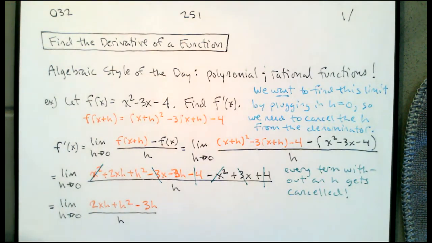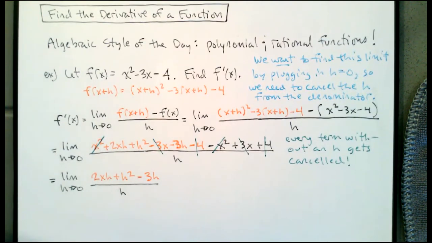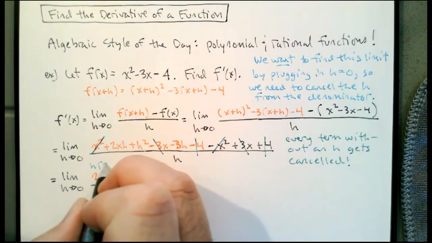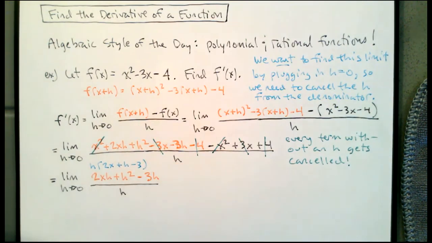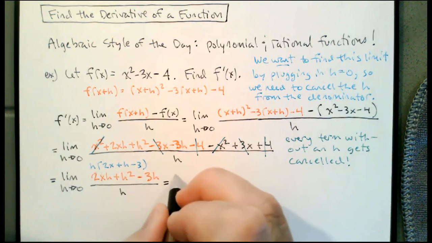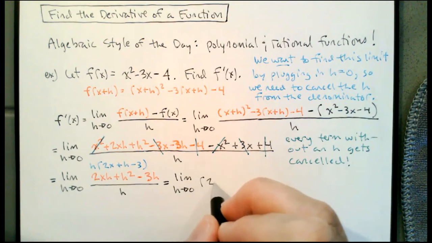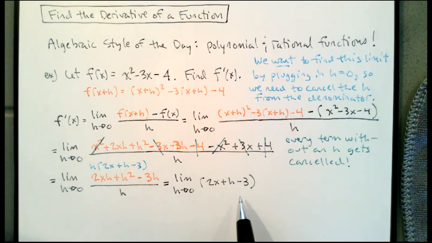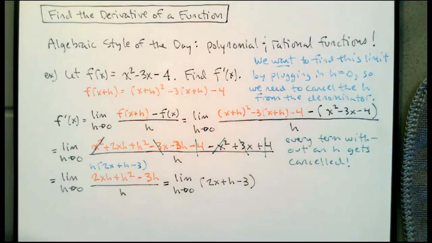Now that we've subtracted all the terms that had an h in them, we can factor an h out of the numerator and cancel the h from the denominator. So in the numerator, if we factor an h out, what's left over is 2x plus h minus 3. And then when we cancel the h, we're taking the limit as h goes to 0 of 2x plus h minus 3. Now that we've canceled out the h from the denominator, we can plug in h equals 0 to evaluate the limit.